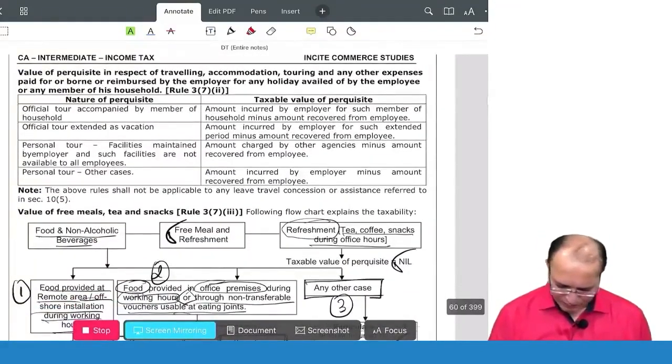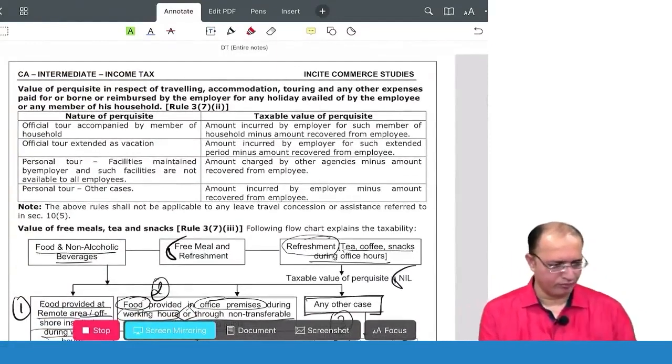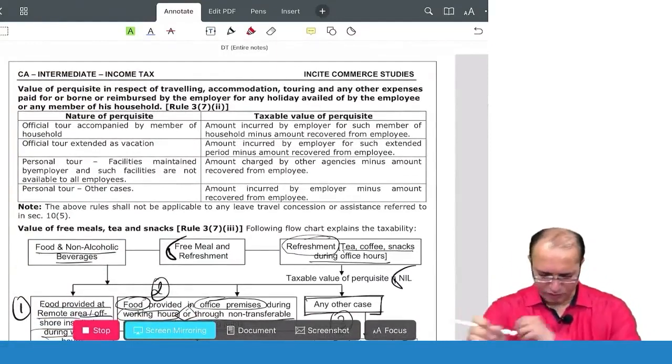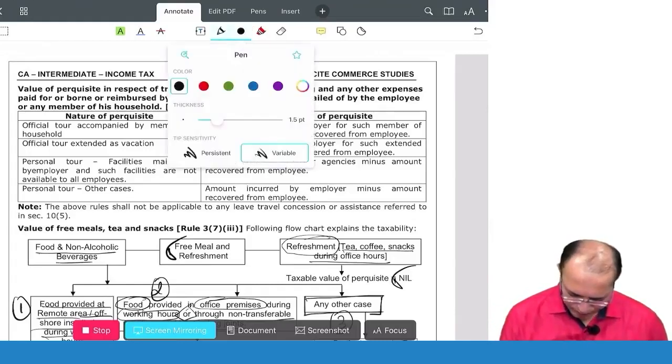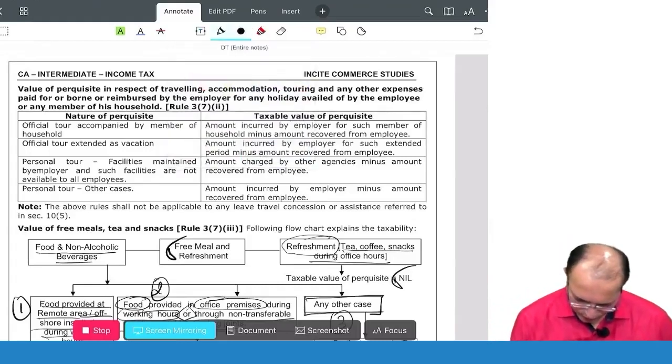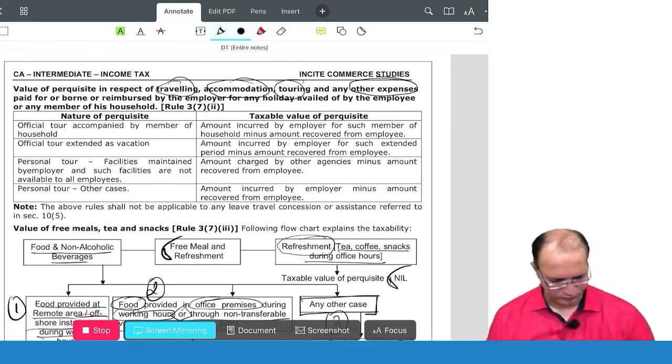We had skipped point number 2, so now we are doing point number 2. Point number 2 is value of perquisite in respect of traveling, accommodation, touring, other expenses.